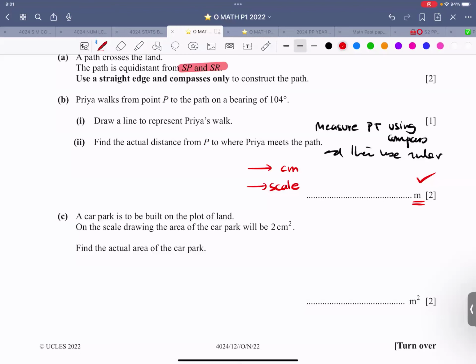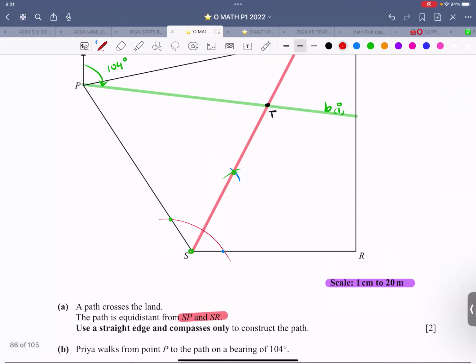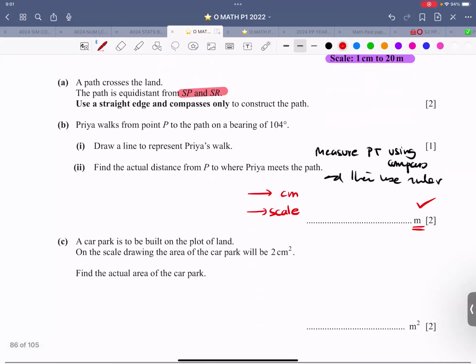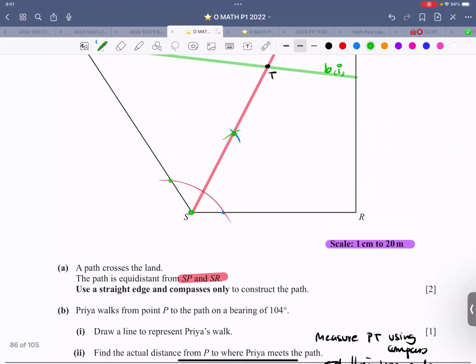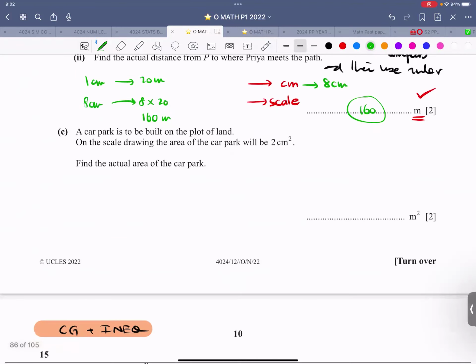So now the examiner over here has given the answer for part B, part 2, between 152 and 160. That means, let's say this is 8 centimeters. I'm just making a wild guess. So let's say this answer comes out to be 8 centimeters. The conversion is 1 centimeter to 20 meters. So 8 into 20, which is 160 meters. So I have written it like this. Again, this is just a wild guess.